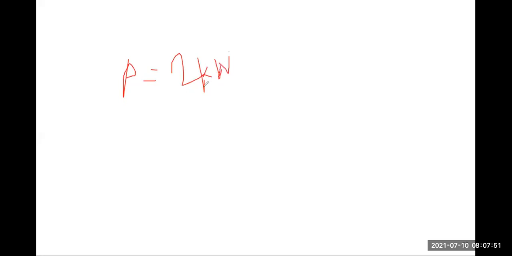Height is given, which means here displacement is given. Height means displacement. How much? 10 meter. Then time is asked. For every minute, how many seconds? 60 seconds. Correct, 60 seconds.